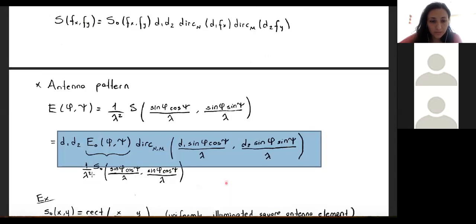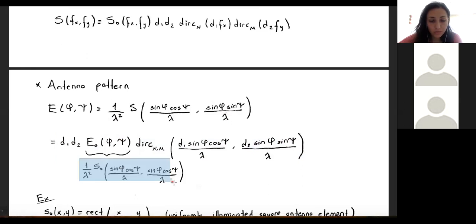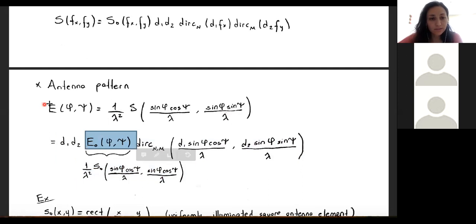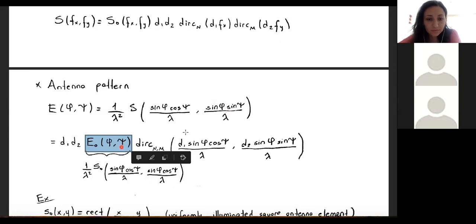Okay, here we replace this S0 term, the Fourier transform S0 term, with the antenna radiation pattern of a single element, which we call E0. Okay, so now we have the overall antenna pattern expressed in terms of the antenna pattern of a single element. What is it? It's the Dirichlet modulated. So the single element's or single antenna's pattern is modulated with the Dirichlet function, and that gives us the overall pattern for the array, the antenna array.